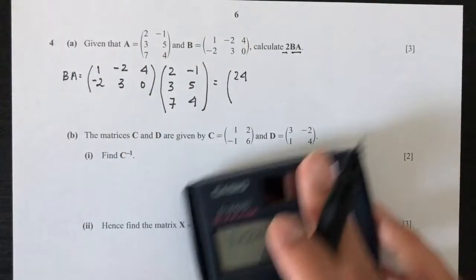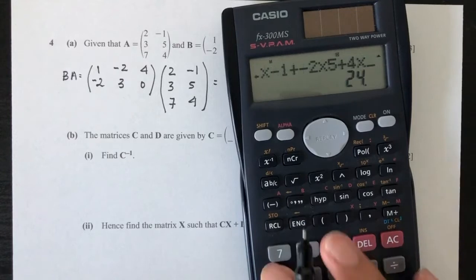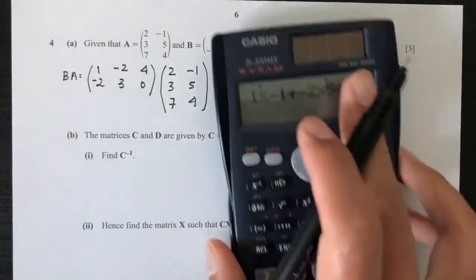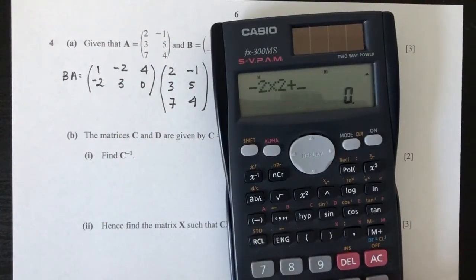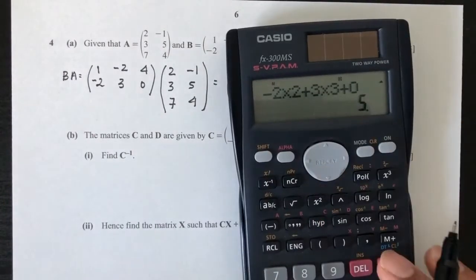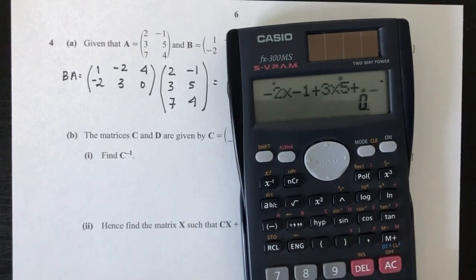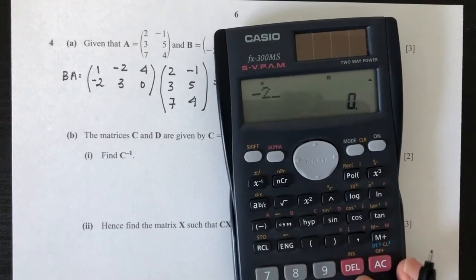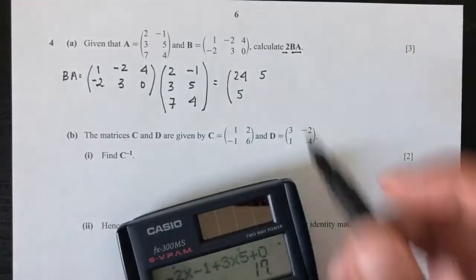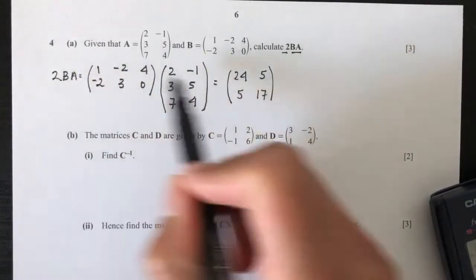Now again, rows by column. That will be 1 times minus 1 plus minus 2 times 5 plus 4 times 4. That should be 5. And then rows by column: minus 2 times 2 plus 3 times 3 plus 0. That should be 5 again. And then rows by column: minus 2 times minus 1 plus 3 times 5 plus 0. That should be 17. This is B times A, so we have to multiply by 2.